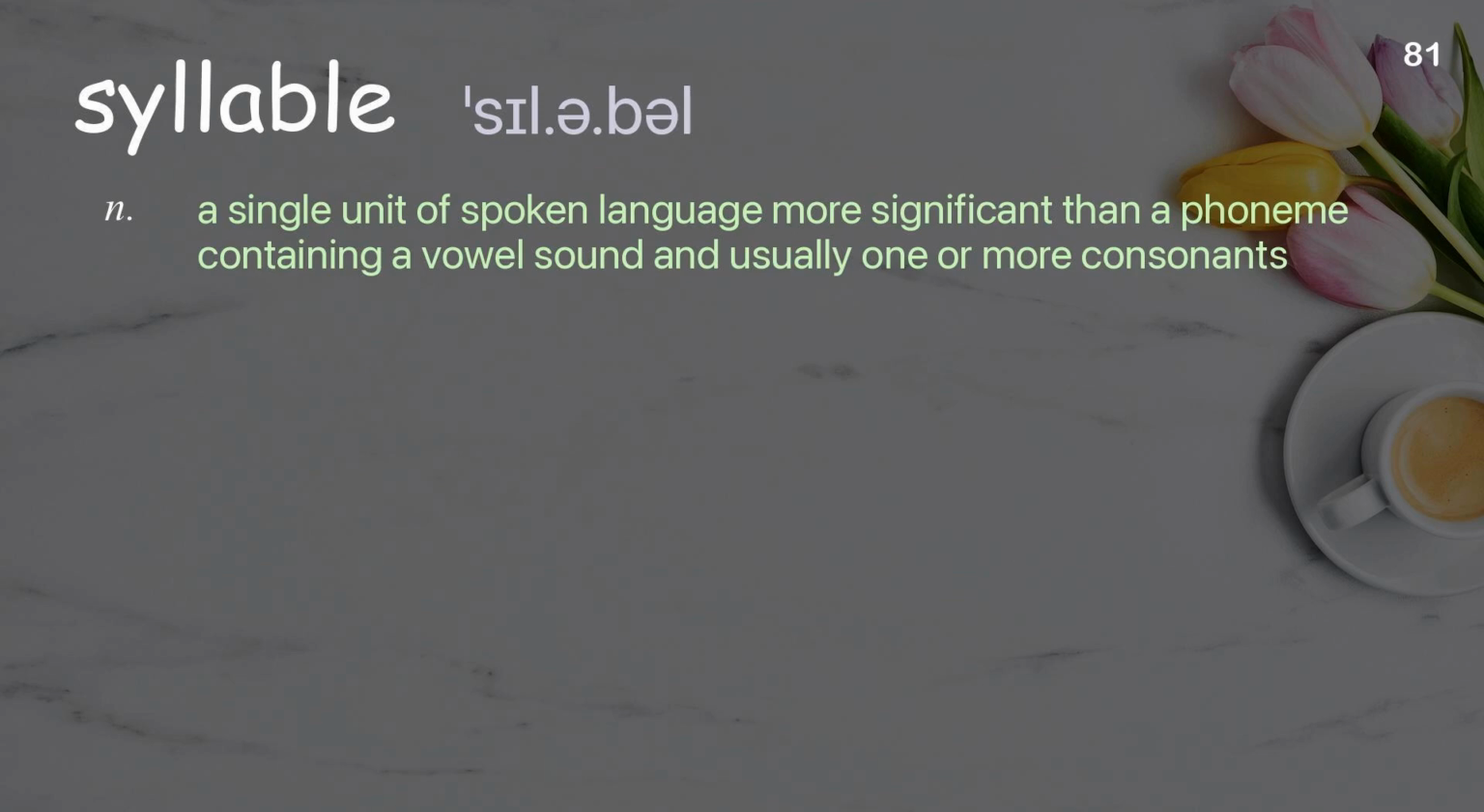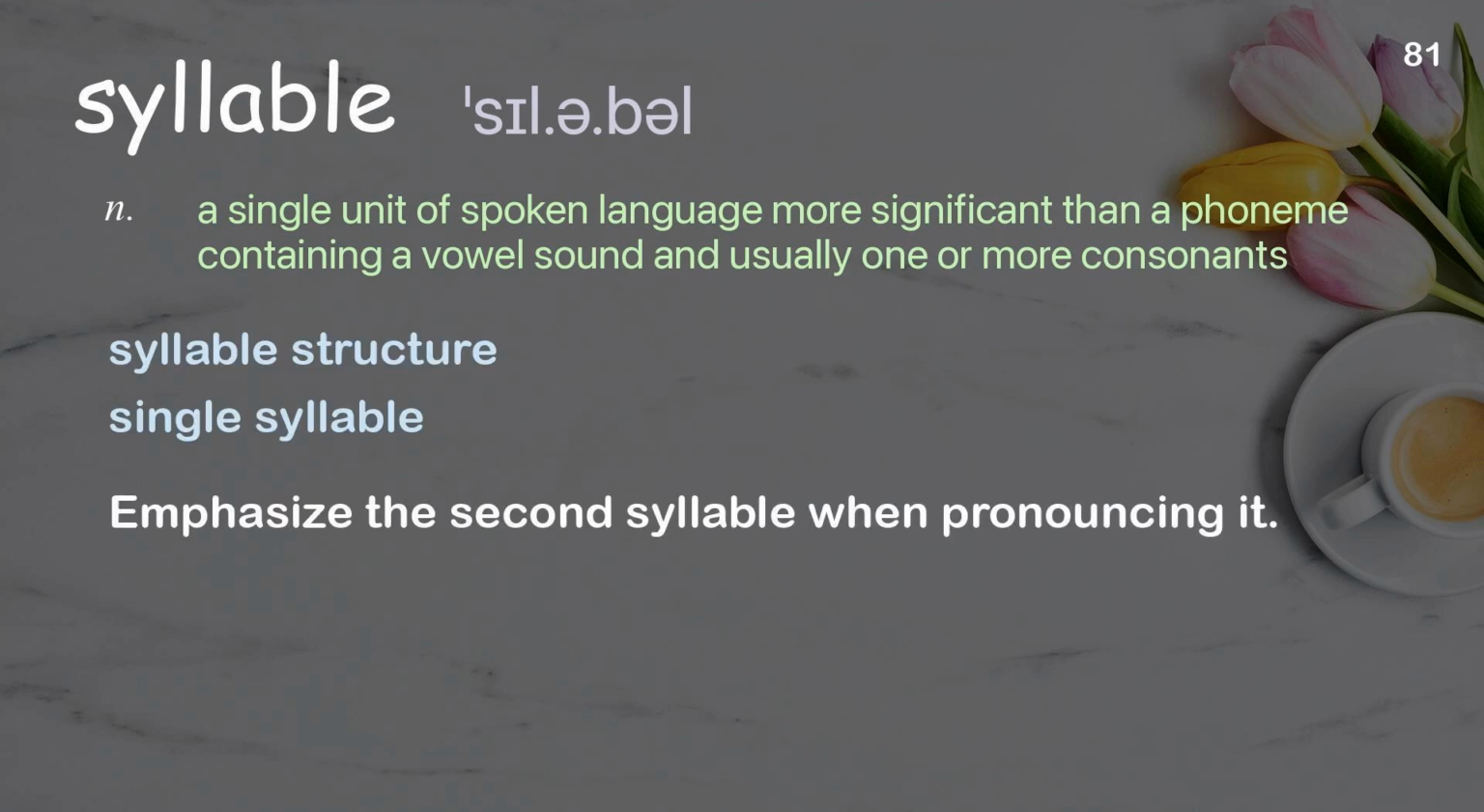Syllable. A single unit of spoken language, more significant than a phoneme, containing a vowel sound and usually one or more consonants. Examples: Syllable structure. Single syllable. Emphasize the second syllable when pronouncing it.